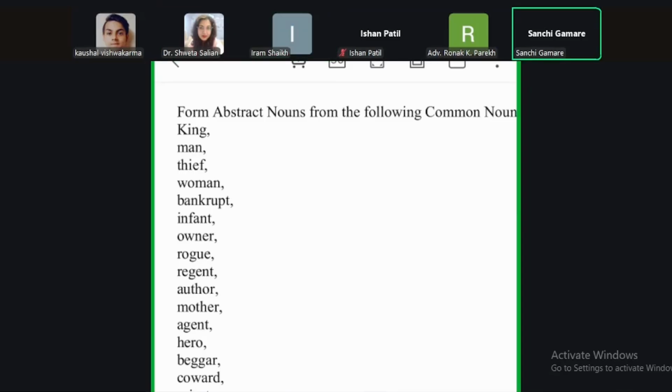What about man? Manhood. Manliness. Mankind. Mankind, manhood, manliness, all of it. They're all varied states. So man can have multiple abstract nouns in that case.